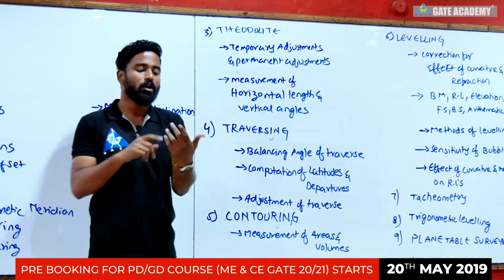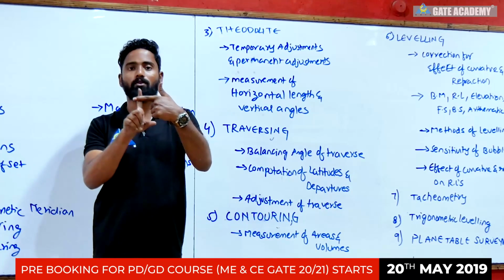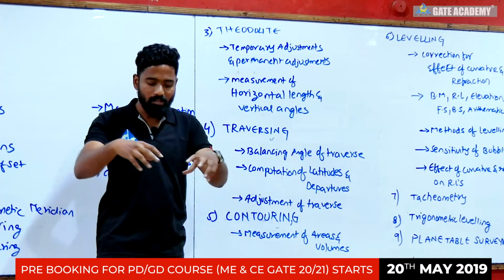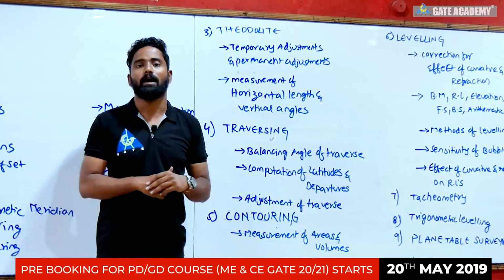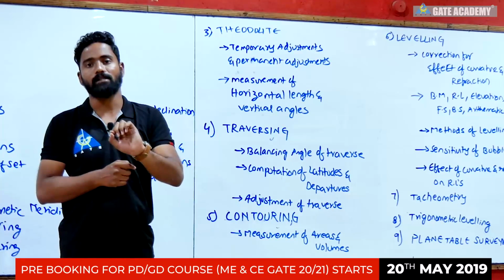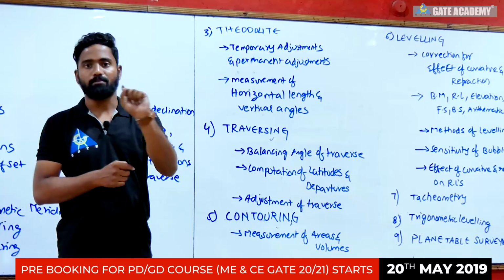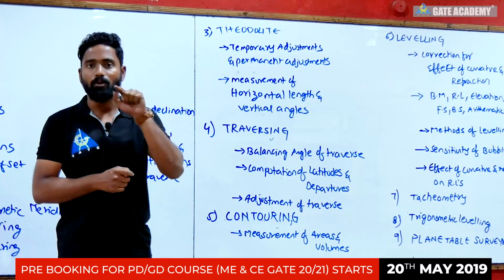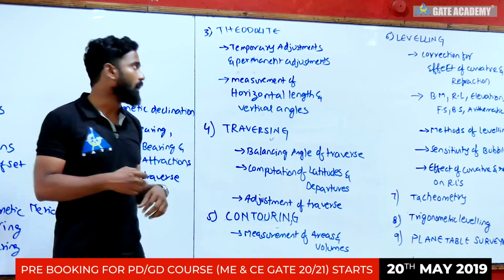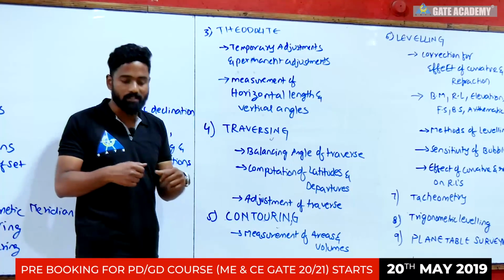Temporary adjustments: the crosshairs are not exactly perpendicular to each other, and the bubble is not at the center at all the points. There will be a horizontal axis and a vertical axis, and you have to see whether each and everything is perpendicular to it or not, and whether the line of collimation meets exactly at the center or not. You have to see all those things, and based on that you will go for temporary adjustments and permanent adjustments.